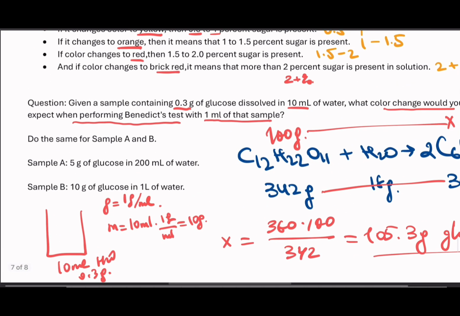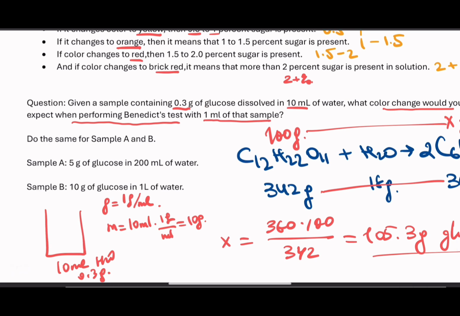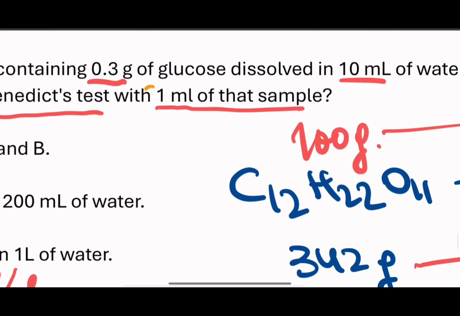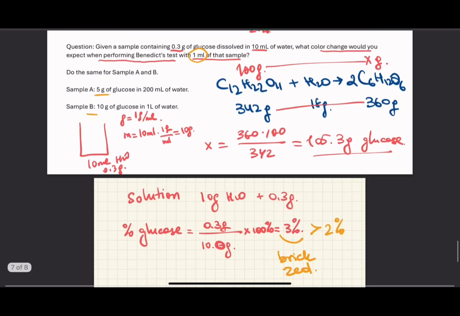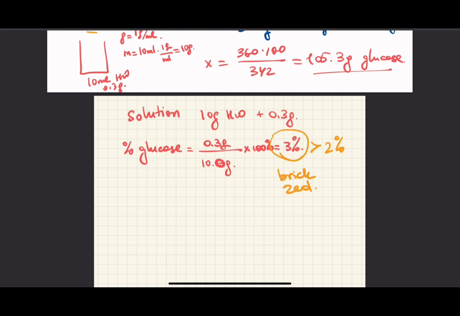Now let's do it for this sample. We're going to do it for A and B in here. I don't want you to get confused when it says 1 milliliter of that sample. We're basically just checking using 1 milliliter of it, okay? Once we find the percentage, that's going to be the color for that 1 milliliter, because it's just a sample taken from that.